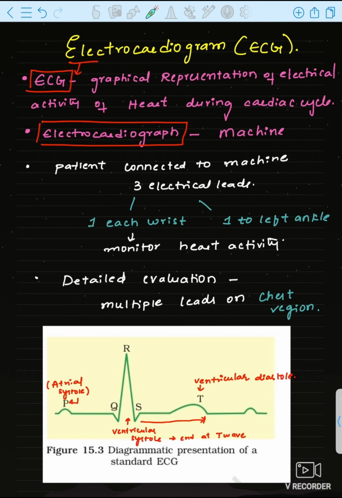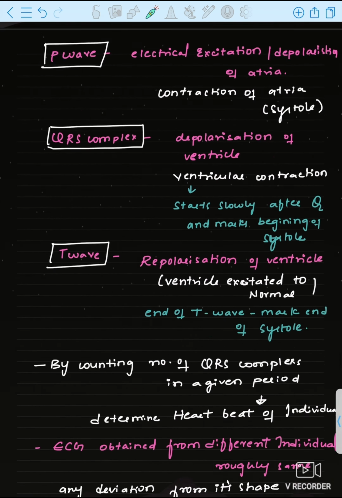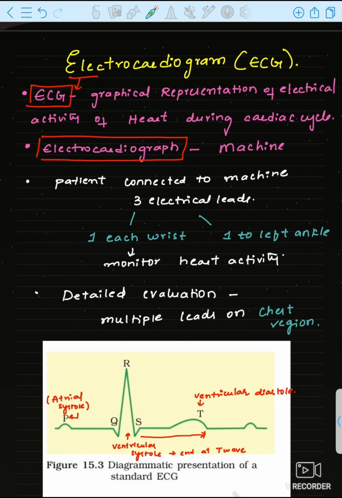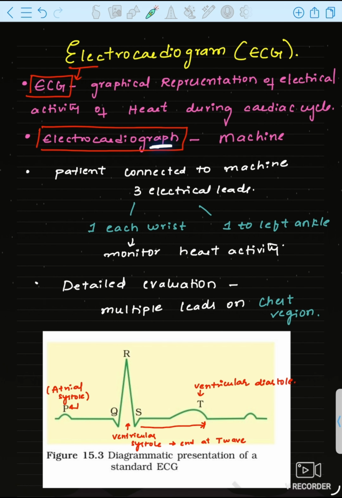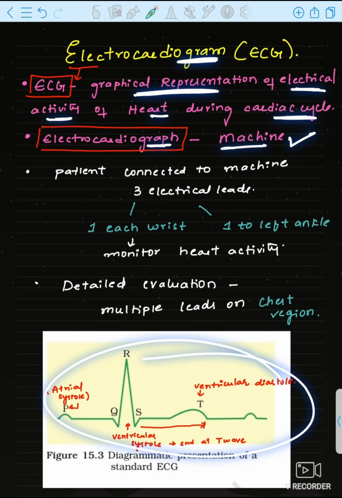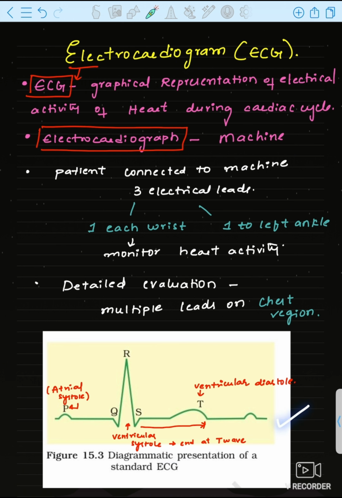Now the electrocardiogram. Never confuse between electrocardiogram and cardiograph. Graph, what we will be thinking, is a paper and graphical presentation, but no: in cardiograph, graph means a machine, and gram means a graphical presentation of the electrical activity of the heart during the cardiac cycle. The electrical activity of the heart during the cardiac cycle, shown in graphical presentation, is called the electrocardiogram.